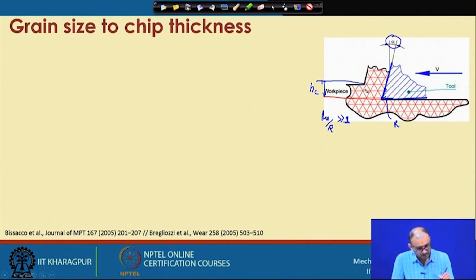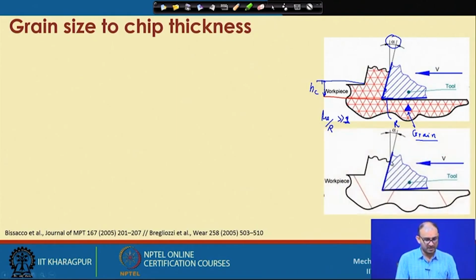Now, consider this particular triangle. This is called the grain size, this is a single grain. So this is in the case of conventional machining. The objective of this figure is to show that hc is many times higher than R, and you are efficiently getting one chip which is flowing over the rake face of the cutting tool.